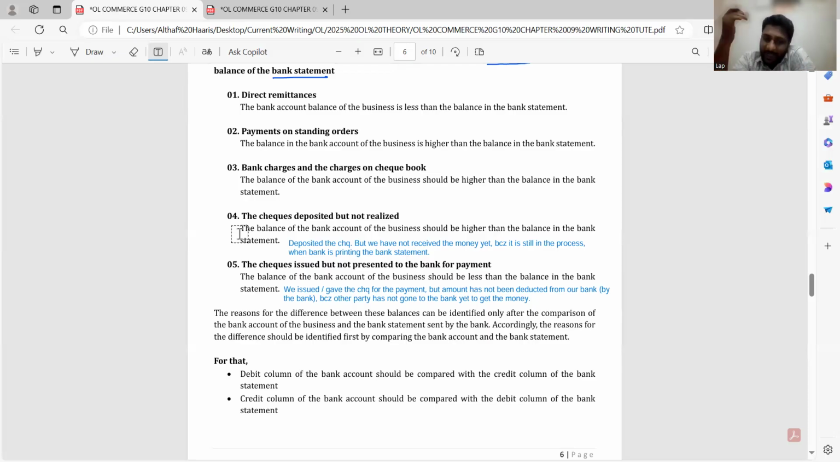If he has not gone to the bank, it won't get deducted from the bank. Simple as that. So write it down, people. Once you all are done, post a letter D.